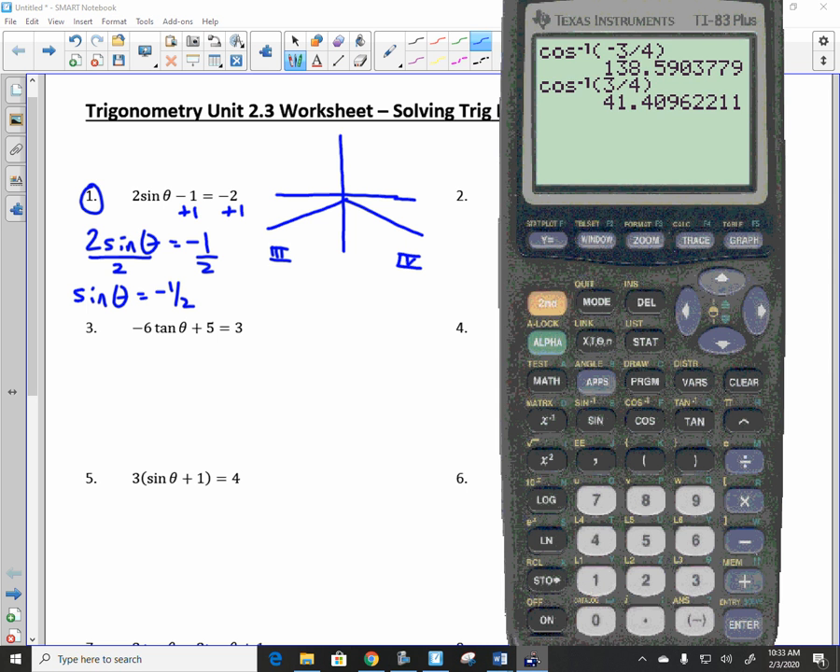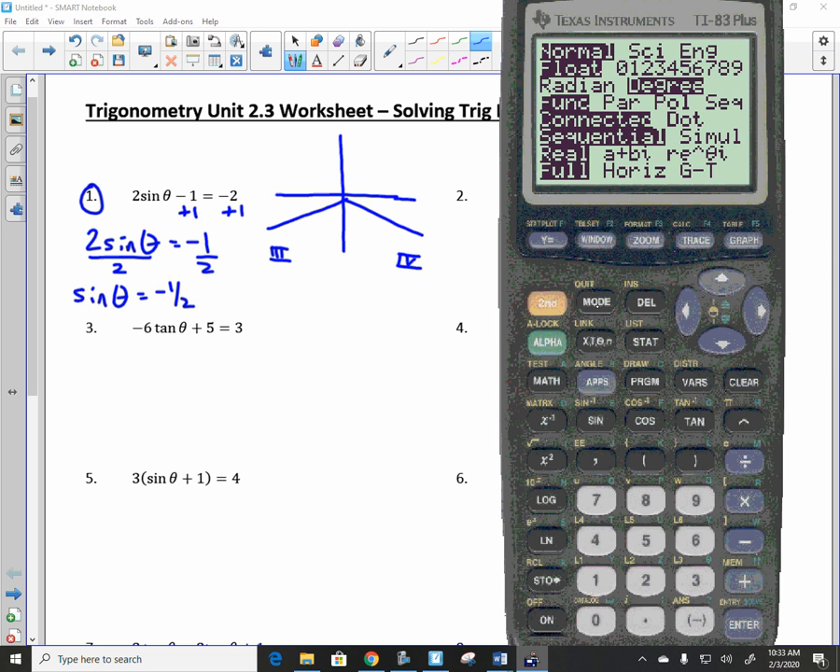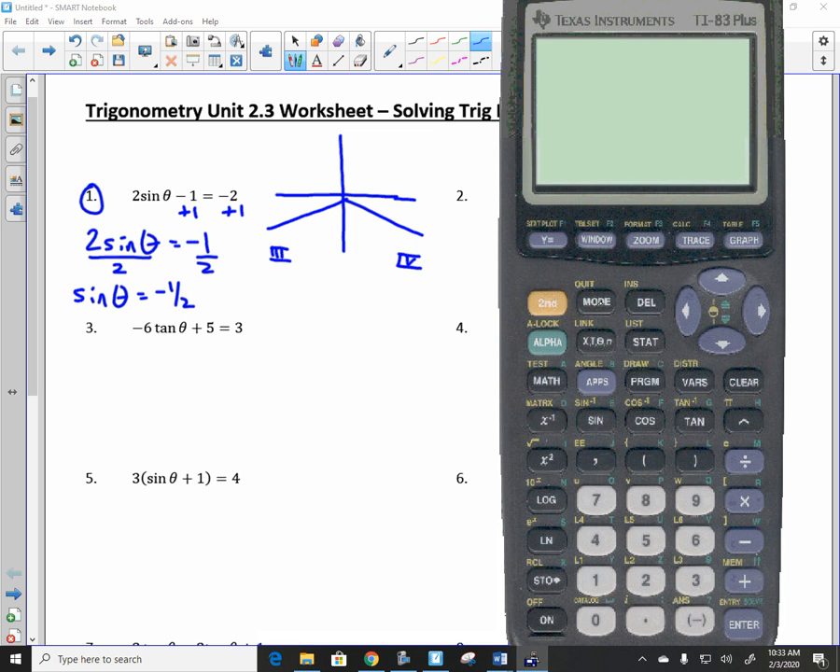There we have it. So make sure that your calculator is working in degrees. And I sine inverse 0.5. Don't include the negative. You already took care of the negative when you found which quadrant it was in. I get 30. So therefore, this angle is 30 degrees, and this is 30 degrees.